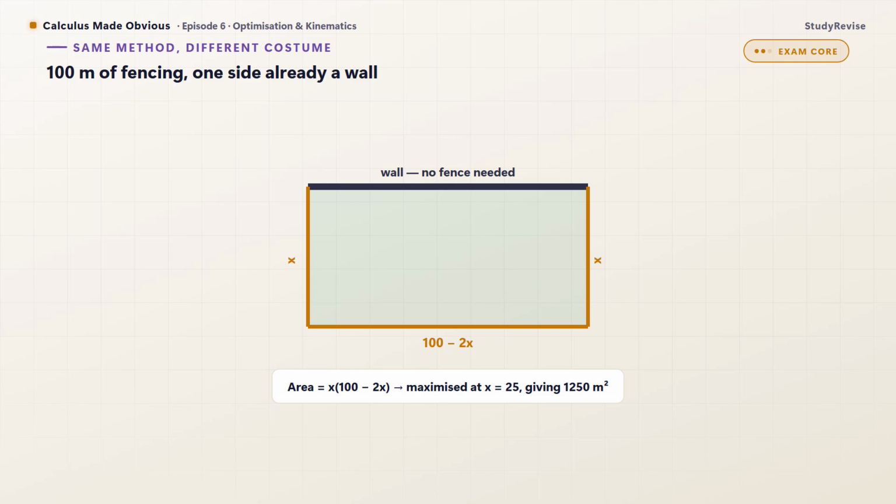Check feasibility. x has to sit between 0 and 50 for the field to make sense, and 25 comfortably does. The length works out to 50 and the area to 1250 square meters. Genuinely the largest possible, confirmed against neighboring widths on either side.